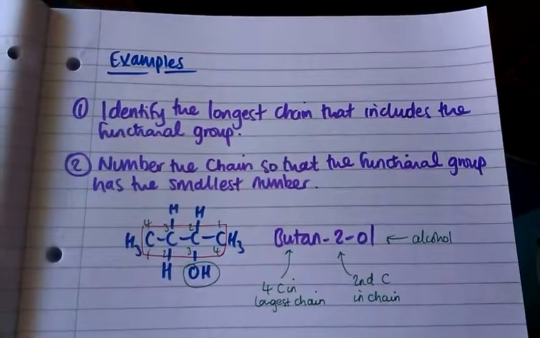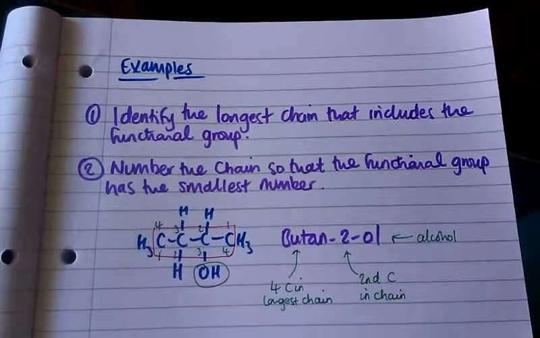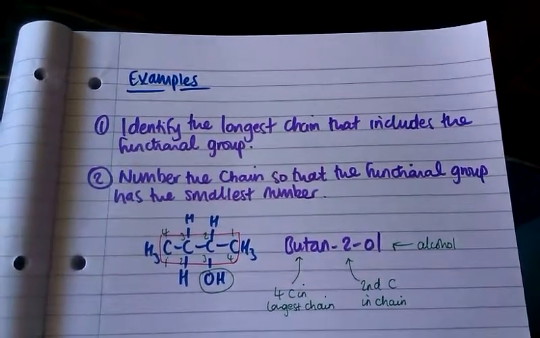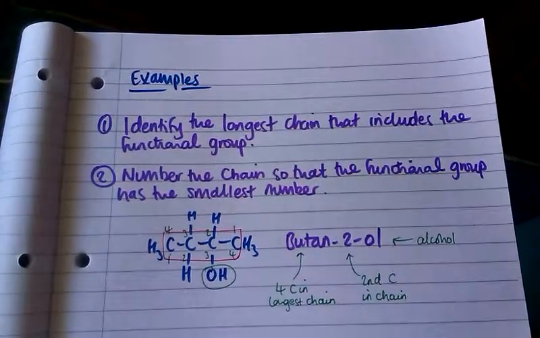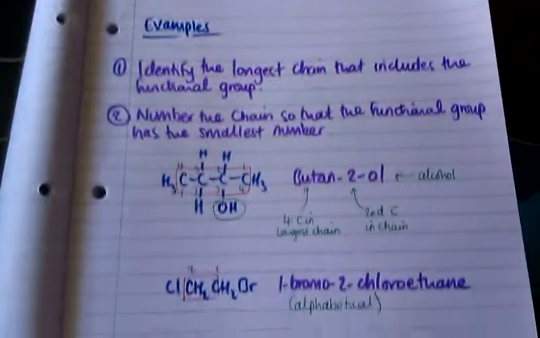Butan tells us there are 4 carbon atoms in the longest chain. 2 tells us it's on the second carbon in the chain, that's the one that contains the functional group, and ol tells us that that functional group is an alcohol.